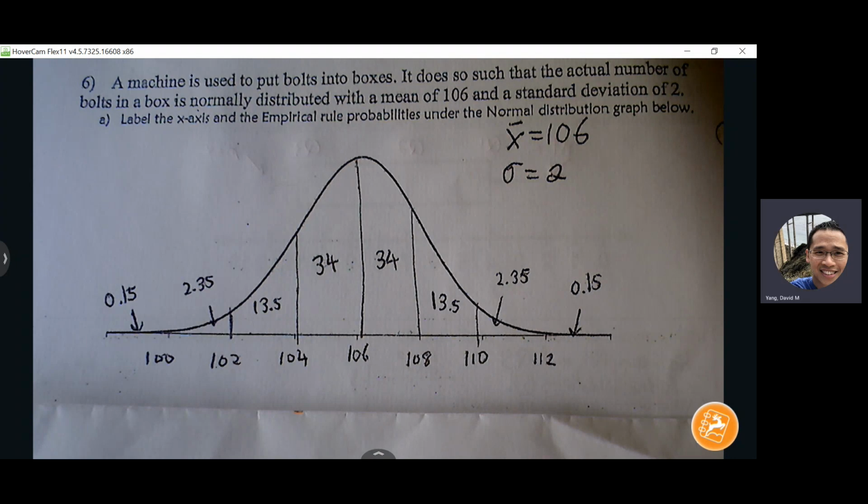If a problem asks you for an interval that's nicely defined along your table, along your graph, then you can just use the graph. But if something doesn't land nicely, like if it was asking for less than 109 or greater than 106, 107, then you have to rely on z-score and your table.